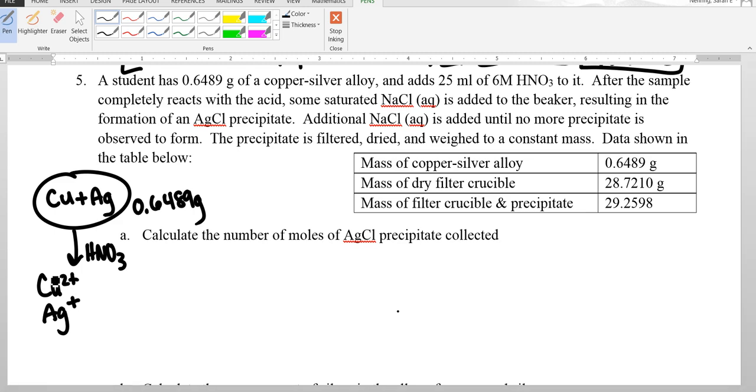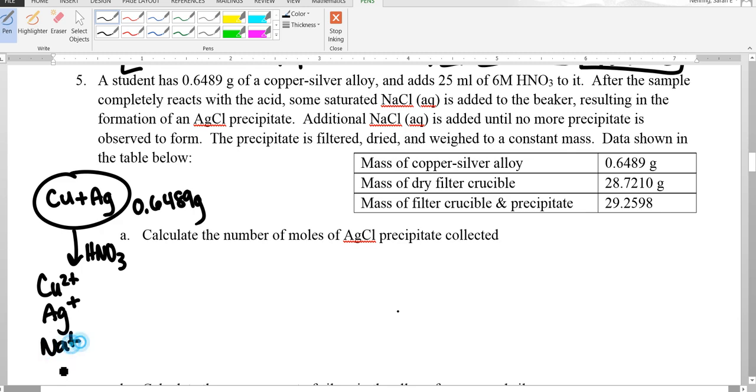And so after it completely reacts, we've got these ions, and we're going to add a bunch of sodium chloride. So we're going to add excess sodium chloride. We're going to keep adding it until no more precipitate forms. So we don't have excess sodium chloride. So we're adding some sodium ions, chloride ions. And when that happens, there's some precipitation reactions going to occur. We're going to make silver chloride. So here's our reaction. Our silver ions and our chloride ions are going to combine to make solid silver chloride.